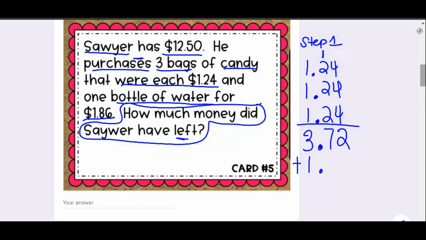I'm basically trying to figure out how much money he spent so that I can subtract it from how much money he has and then get how much he has left over. So this is step 2.